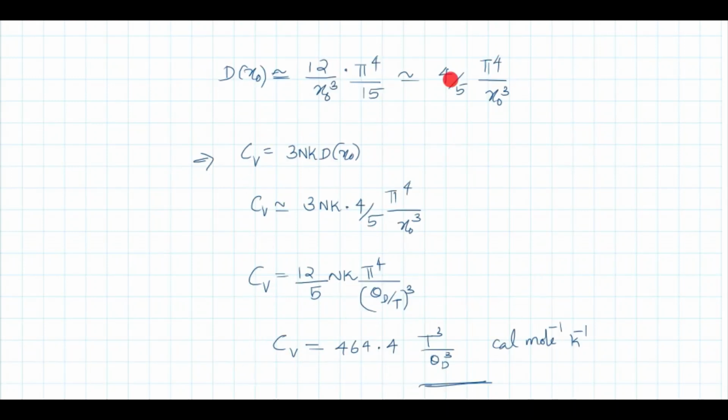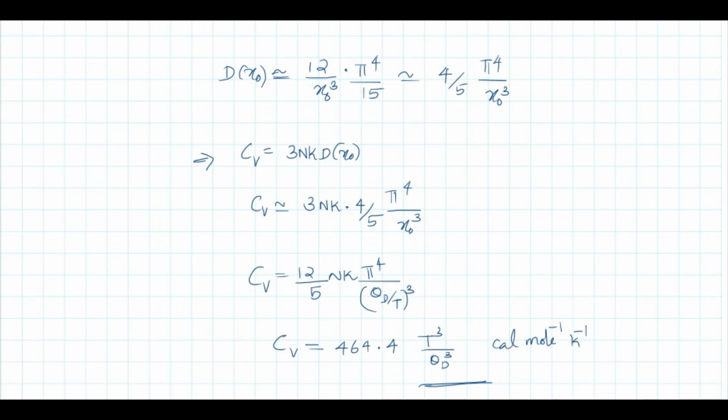Therefore, that is nearly 4 by 5 pi raised to 4 by x naught cube. And Cv is 3 nk into D of x naught, that is 4 by 5 pi raised to 4 by x naught cube. X naught is nothing but theta D by T. Substituting that, you will get Cv as 464.4 T cube divided by theta D cube calorie per mole per Kelvin.